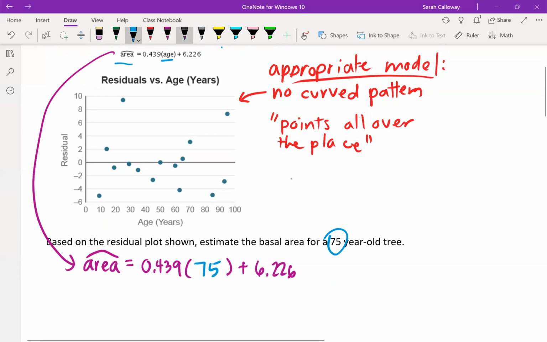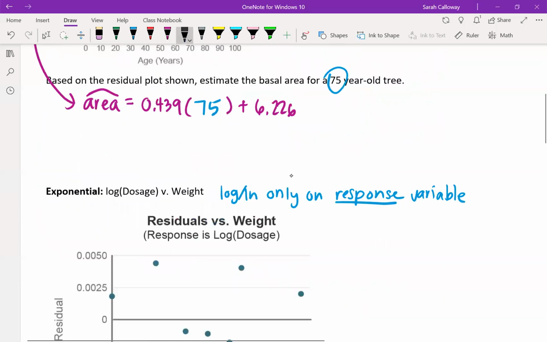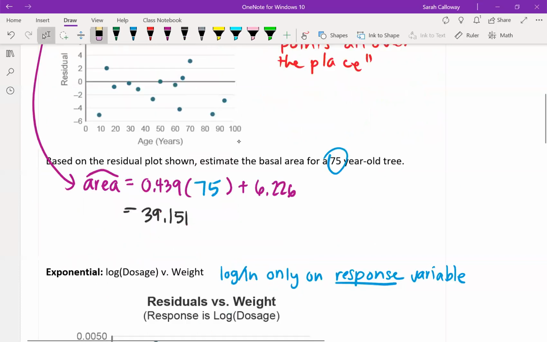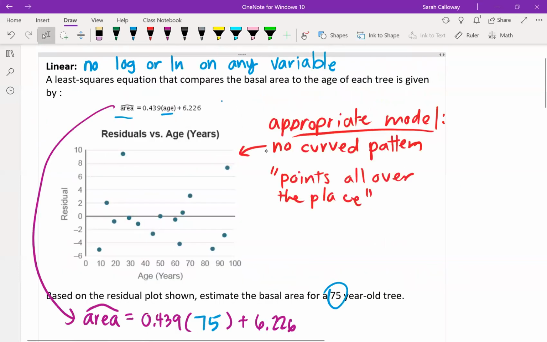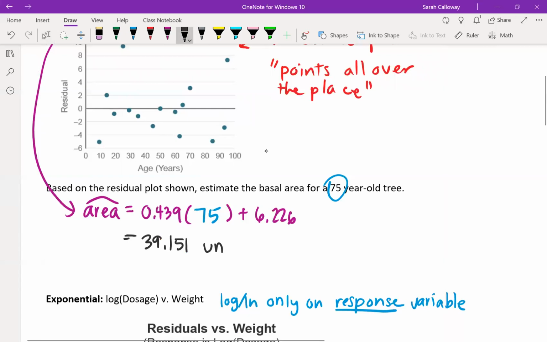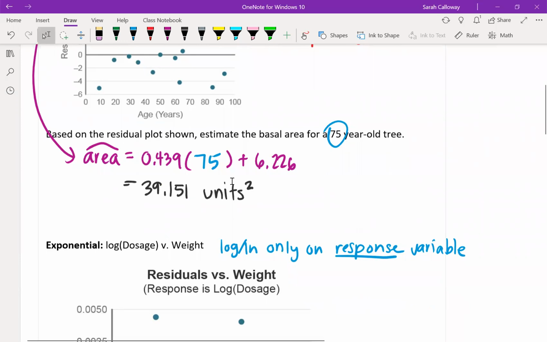Since it's already equal to area, area hat is equal to 39.151. This problem did give me units for the response variable, so I'm just going to write units. Remember, because it's area, it should be square units. Simply because they didn't give us those values, I'm just going to generically say it's square units. So I'm plugging the age into my least squares regression line to estimate a value like that.